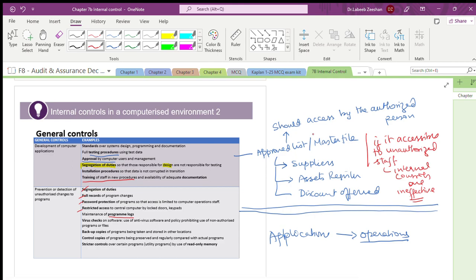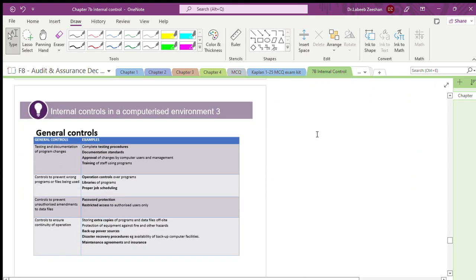You are talking about any virus checks, any backup copies, control copies, and stricter controls. It is basically related to the technicalities or specifications for IT, information technology. Whereas in general controls again, we are talking in terms of the various examples they gave you. When we are talking about testing and documentation of program changes, we are talking about the procedures, what the standards are, whether we have taken the approval and given the training or not.